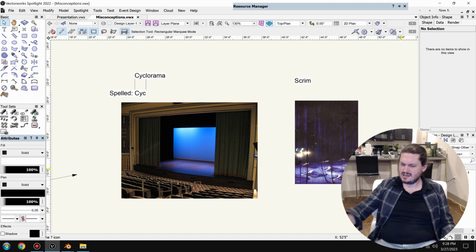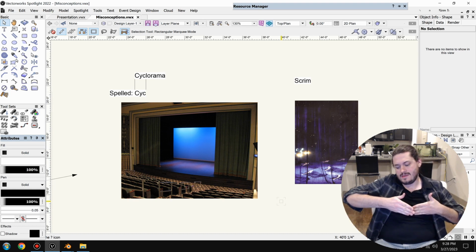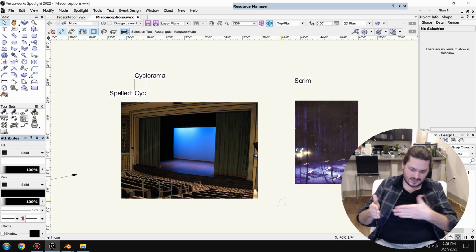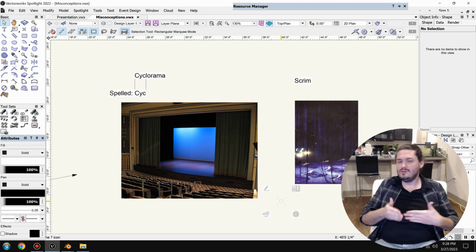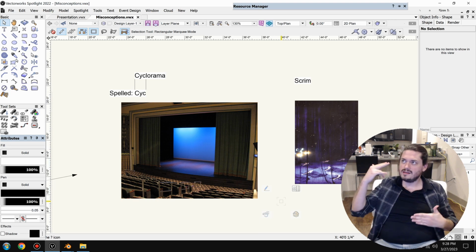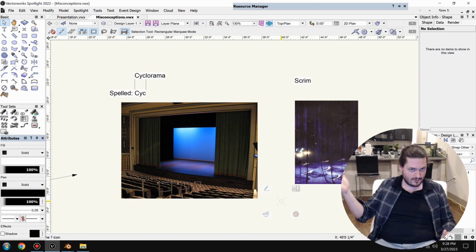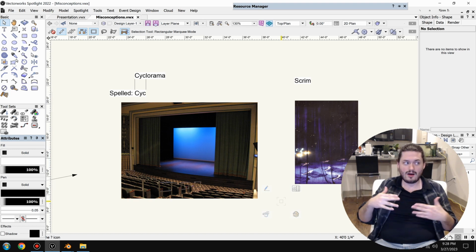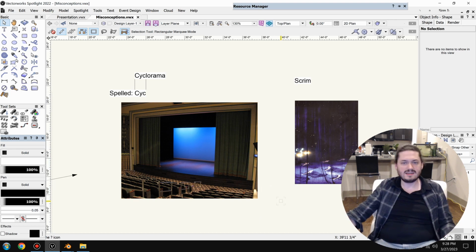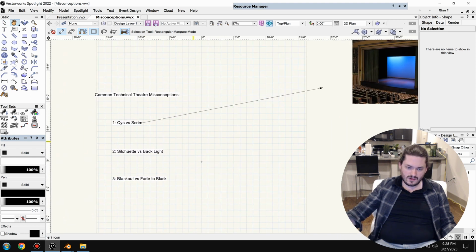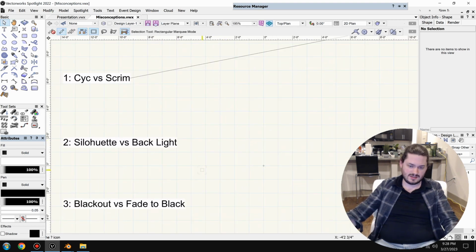I see the cyc referred to as a scrim a lot, and I've theorized that stems from you're in one venue, and the piece of fabric upstage that you're spacing your dance out from is a scrim, and then you move to another venue, and so you're, in your mind, accustomed to the upstage piece of fabric being a scrim, when now the second venue doesn't have a scrim, it only has a cyc. So that's the distinction. Moving on to the second order of business, silhouette versus backlight.